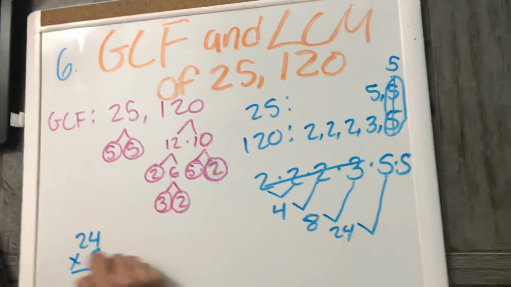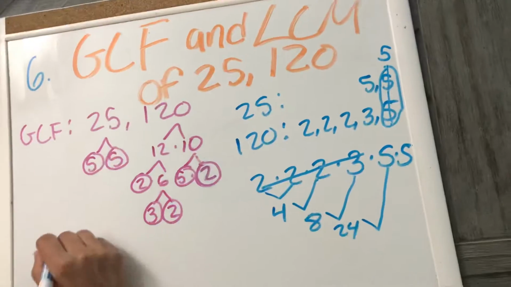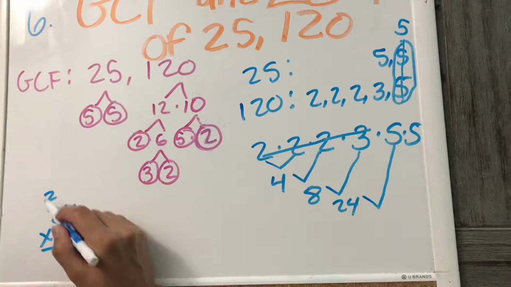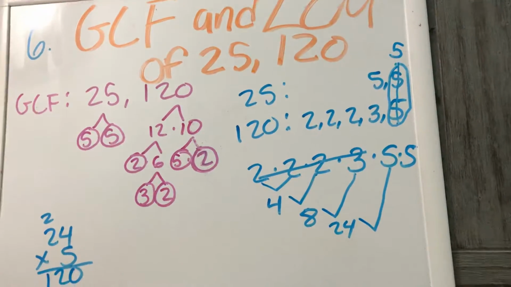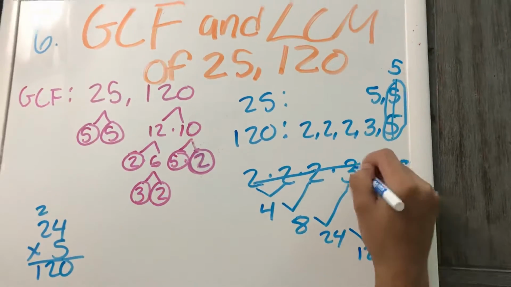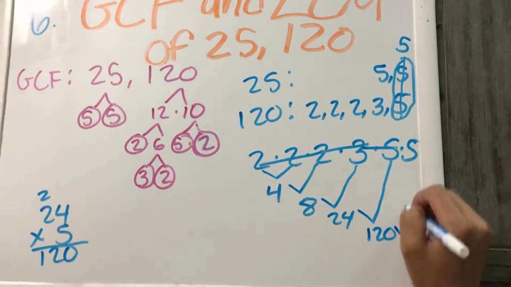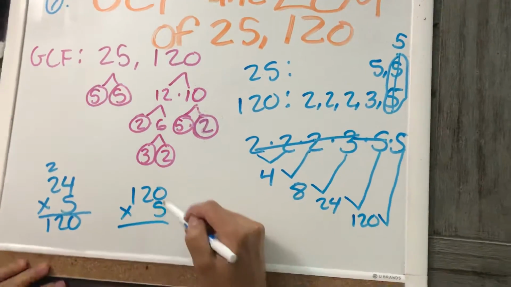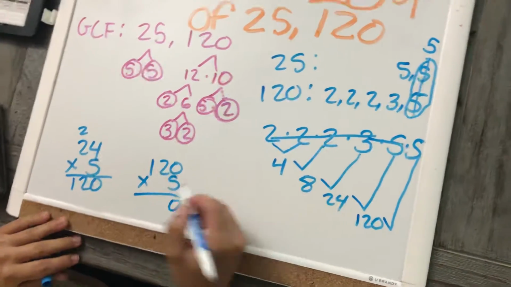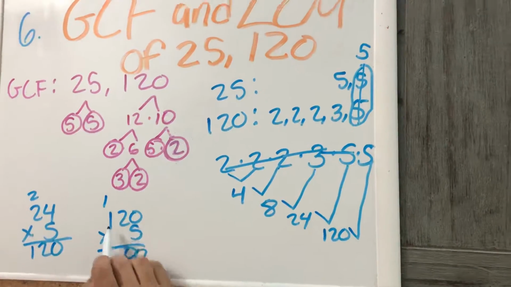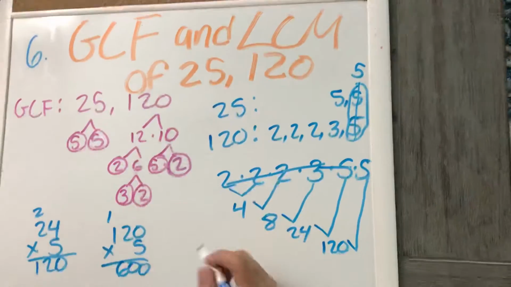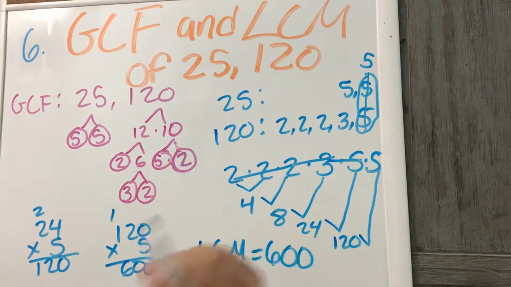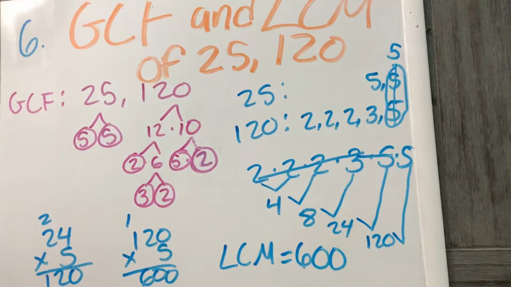24 times 5. 5 times 4 is 20. Carry your 2. 5 times 2 is 10 plus 2 is 12. So 120, we have used that 5. Now we have 120 times 5. 5 times 0 is 0. 5 times 2 is 10. Carry your 1. 5 times 1 is 5 plus 1 is 6, so 600. So we know our LCM equals 600, as opposed to our greatest common factor, which was 5.